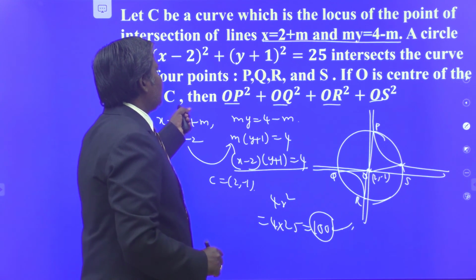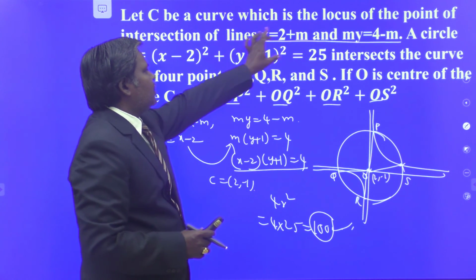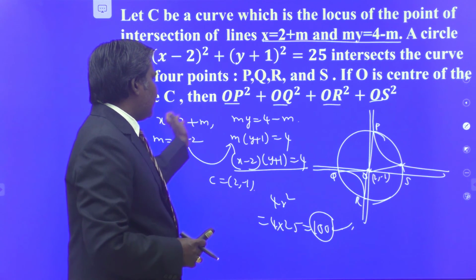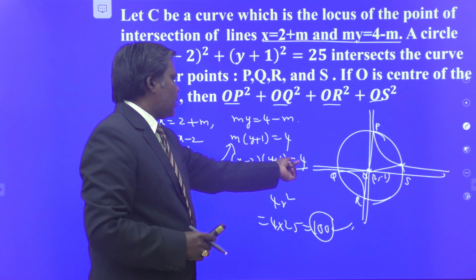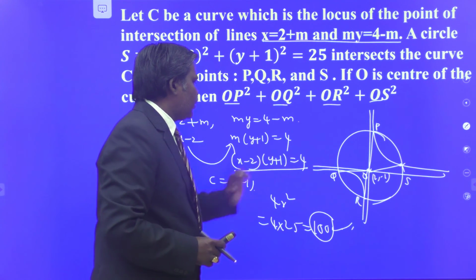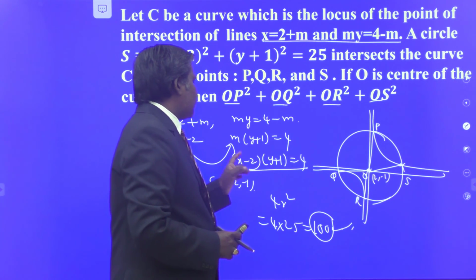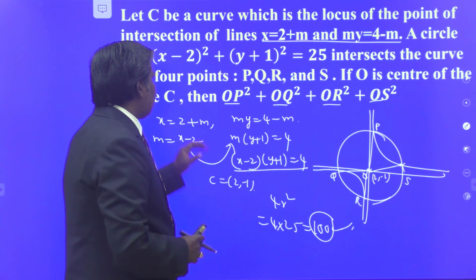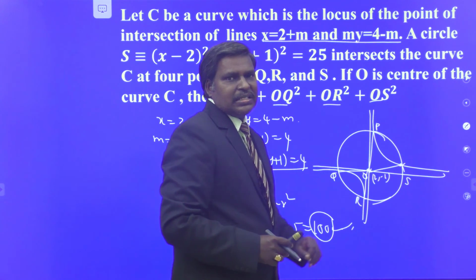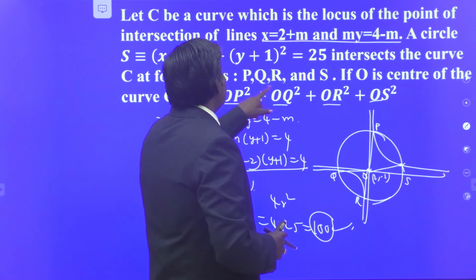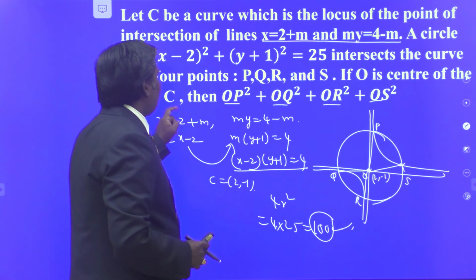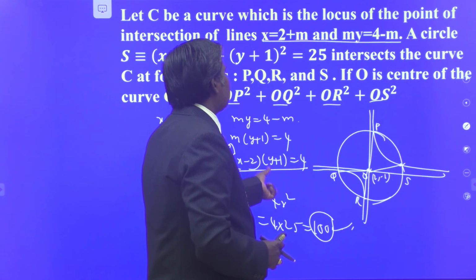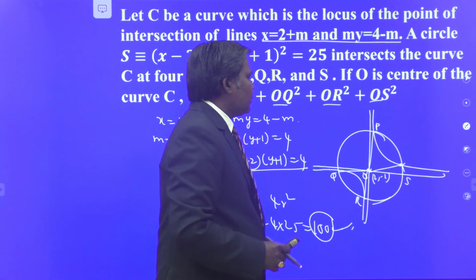The problem is very simple, but in this problem one locus you have to evaluate, that is the rectangular hyperbola. It is very simple for you: just by eliminating m, we get (x − 2)(y + 1) = 4. By eliminating m we obtain this rectangular hyperbola. Moreover, you observe that the center of the rectangular hyperbola is (2, −1) and the center of the circle is also (2, −1). Given that O is the center of the curve C, the center of C is (2, −1), which coincides with the center of the circle. This is the simple thing you have to observe.